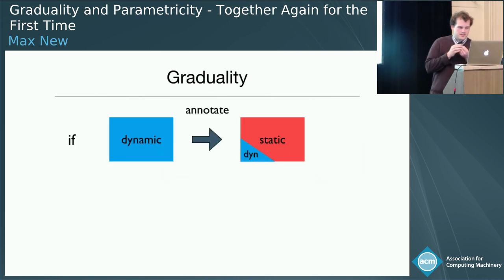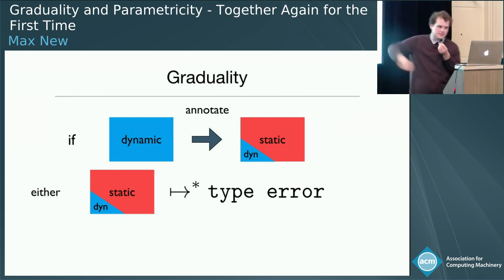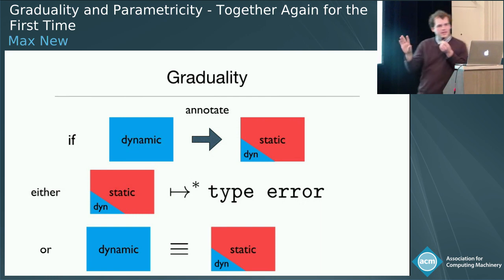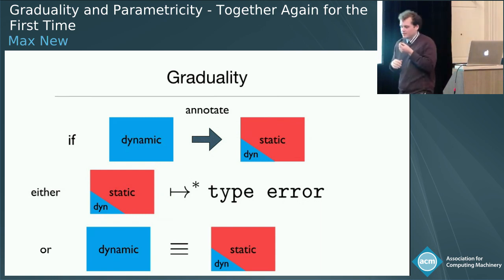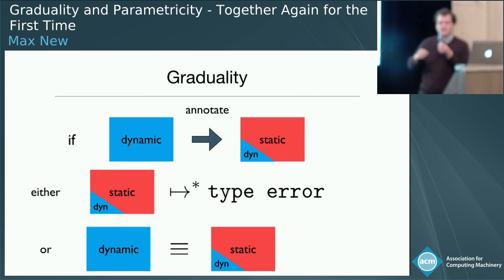More formally, it says if we started with a dynamically typed program and we added some annotations to it, then either this more statically typed program runs to a type error, in which case maybe the dynamic one does or it doesn't, or they have equivalent behavior. They both terminate, they both diverge. Okay, and so this graduality property really captures the intuition we have about gradual types, which is that the type is a kind of enforceable property about programs, and more precise types result in stricter type checking.